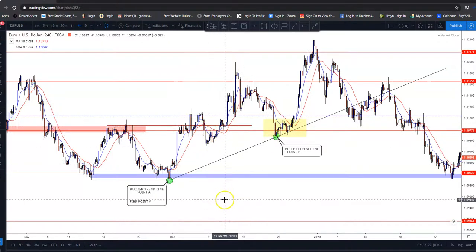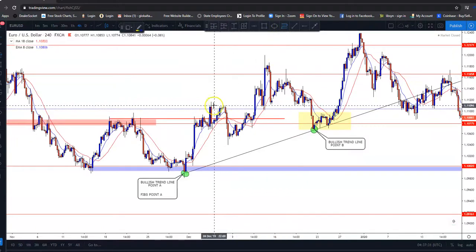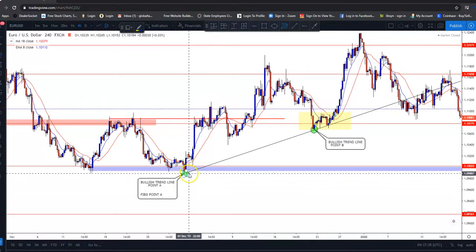So what I'm going to do now is pull out my Fibonacci tool, and like I said, I wouldn't have considered this the break of structure, so that right there isn't going to be my higher high. So there is my low.